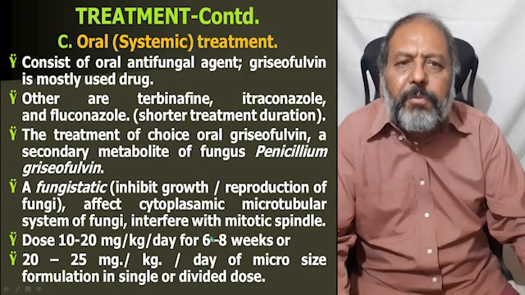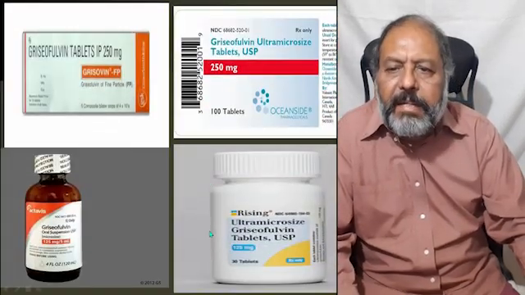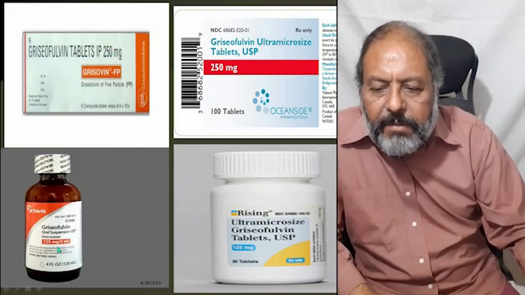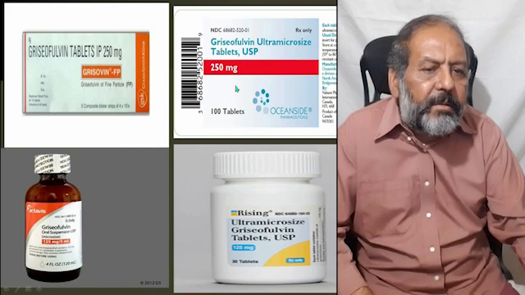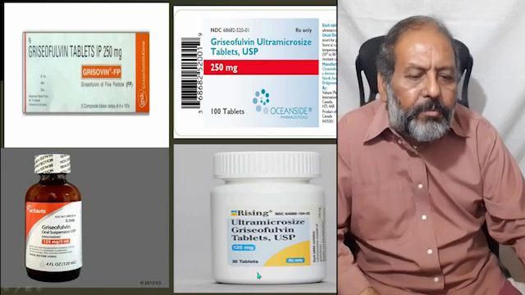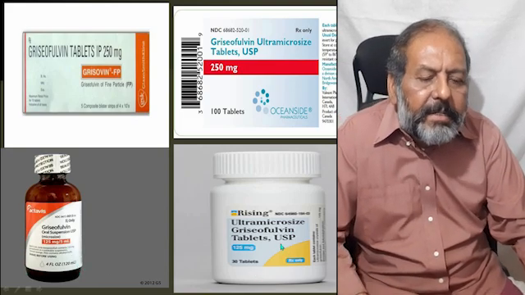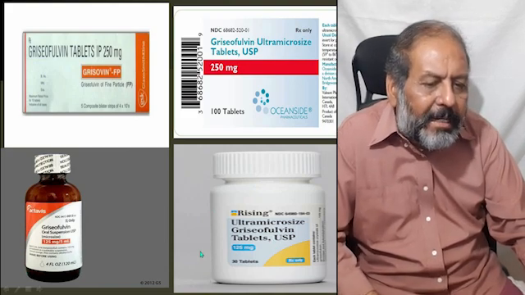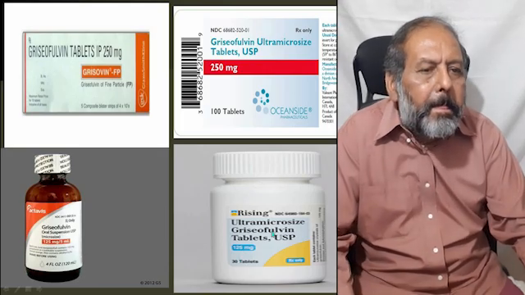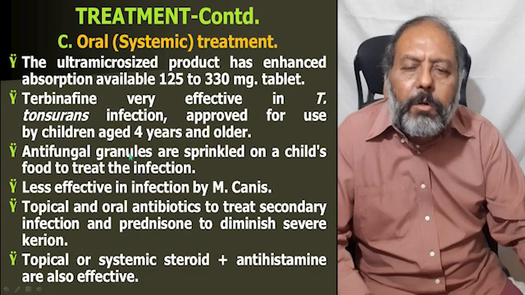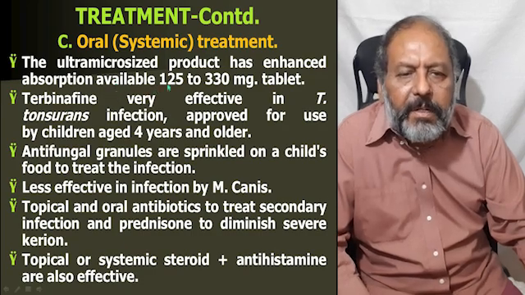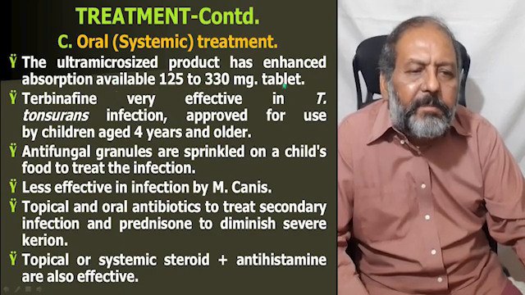It is an improved form of griseofulvin. So here one can see the griseofulvin tablet 250 milligram and 125 milligram, and here one can see the griseofulvin tablet, and there is griseofulvin syrup which can be used for kids. And here is the advanced form of griseofulvin, which is called ultra micro-size griseofulvin tablet. Now, continuing oral treatment, the ultra micro-size product has enhanced absorption, available as 125 to 330 milligram tablet.